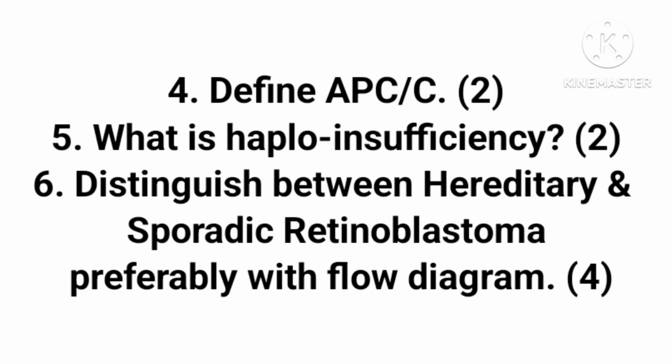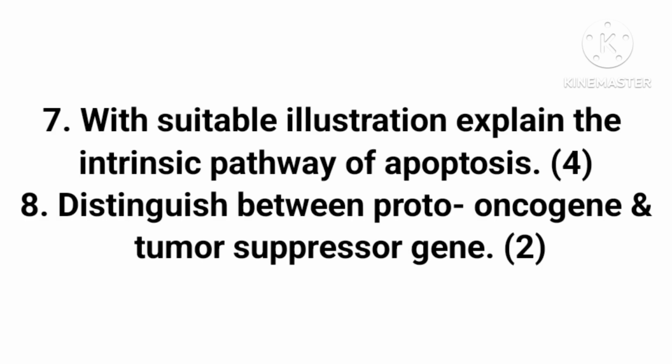Next question, define APCC carrying 2 marks. What is haploinsufficiency, carrying 2 marks? Distinguish between hereditary and sporadic retinoblastoma, preferably with flow diagram, carrying 4 marks. This is an essay type of question. With suitable illustration, explain the intrinsic pathway of apoptosis, carrying 4 marks, essay type question. Explain this with suitable proper pointed diagram, pathway.